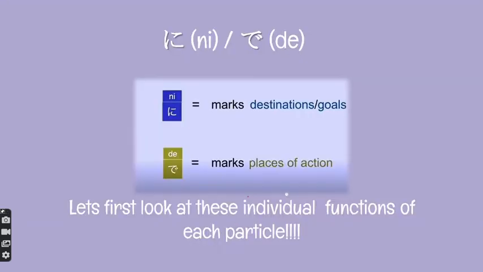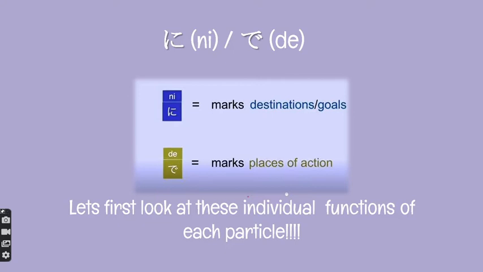Here we go. Now, first look at the individual functions of each particle. If I talk about particle ni, it marks destinations and goals. Destination and goals. So basically, it is going to come in a sentence where you have the verb ikimasu, to go. Whenever you're going somewhere, that means you have a destination, right? Why did you start walking? To reach a place. So that place is nothing but your destination. So if I say I go to school, school is my destination, right? So school is going to be marked by the particle ni.